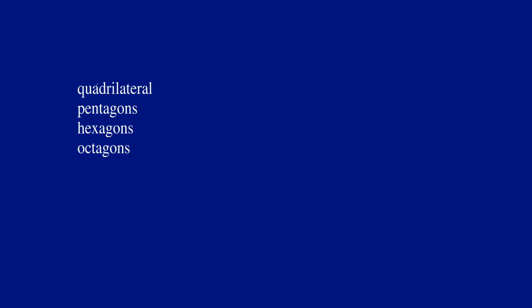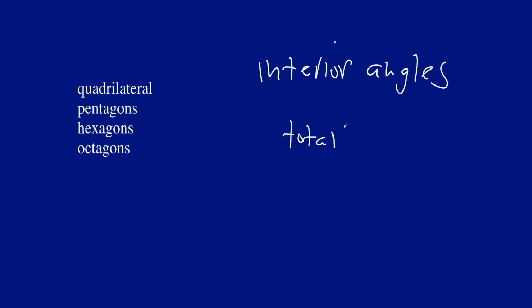Now, we're going to move on and talk about interior angles, interior angles inside polygons. When we're talking about interior angles, if you want to figure out how this works, it's very, very simple. You take the total degrees, and you divide it by the number of angles, if you will.